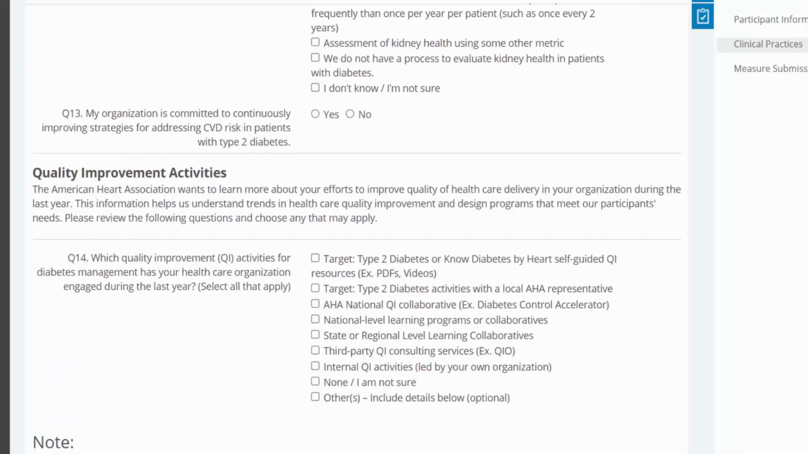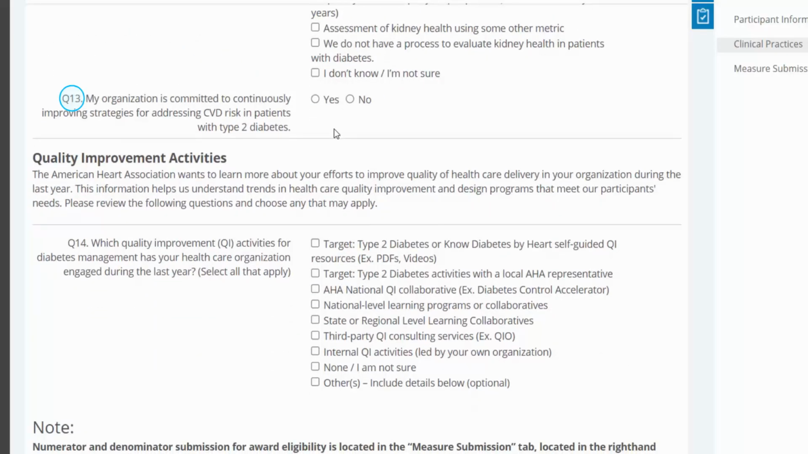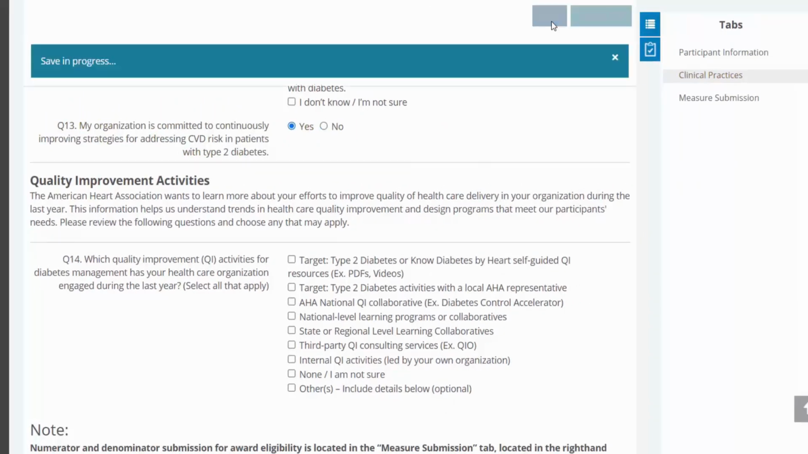Question 13 asks if your organization is committed to continuously improving strategies for addressing cardiovascular disease risk in patients with type 2 diabetes. You must answer yes to be eligible for an award. Selecting no generates a note that tells me I'm ineligible. Make sure to save as you go.